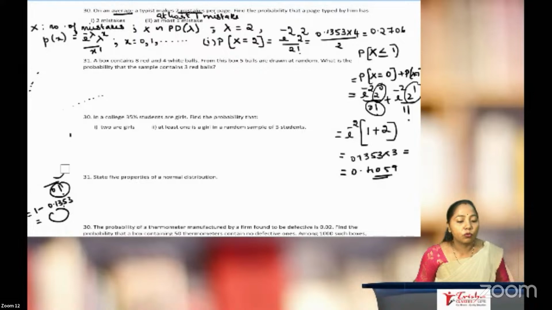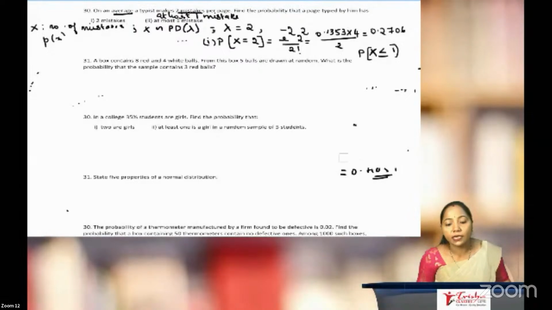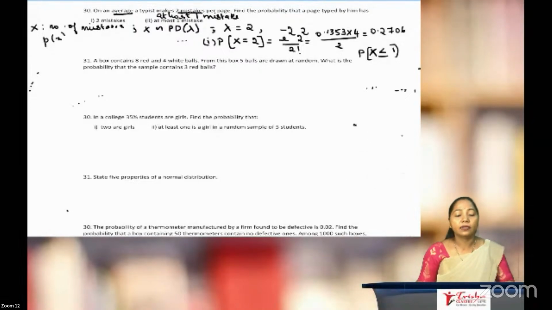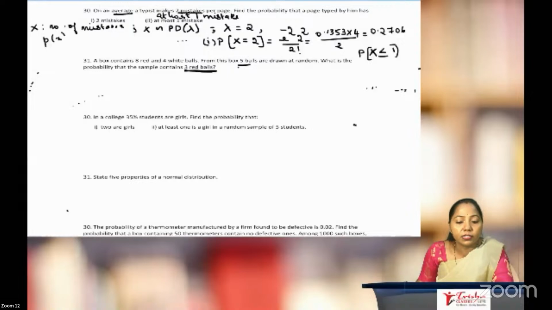Okay. We'll move on to the next question. See the next question over there. A box contains 8 red and 4 white balls. From this box, 5 balls are drawn. What is the probability that the sample contains 3 red balls? What distribution is this?